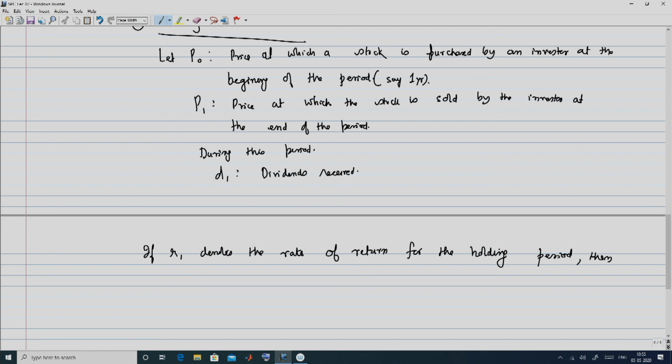then what does it mean? So, this means that if you make an investment of P naught, at the end of the period it will grow by a factor of 1 plus R1, and this is the same as the final amount of money P1 that you have received plus D1, which is your dividend return. And this implies that R1 is equal to P1 minus P naught divided by P naught, and on the numerator I have a plus D1.